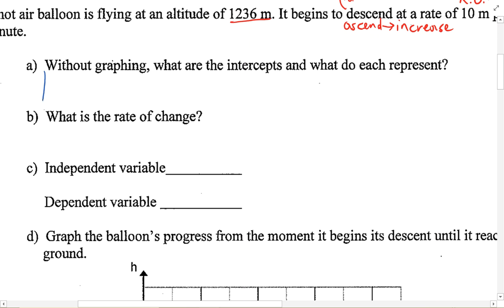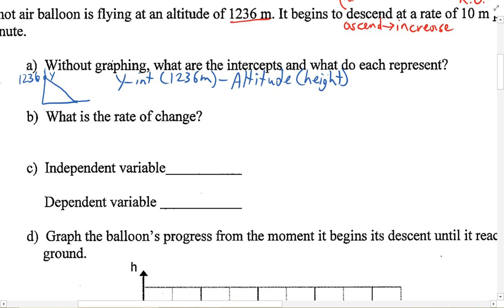Okay? So real quickly, here's 1236. And then we're going down. Okay? So here's your y-intercept. What does your y-intercept represent? When? So the altitude or height, depends on how you want to phrase it. But when? What? At the start of the descent, right? The altitude at the start of the descent, or the start of him decreasing his height, or at the beginning. Okay? So what does our x-intercept represent?